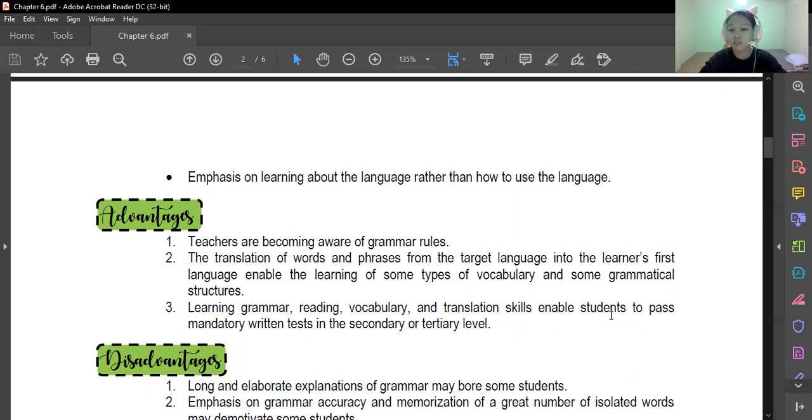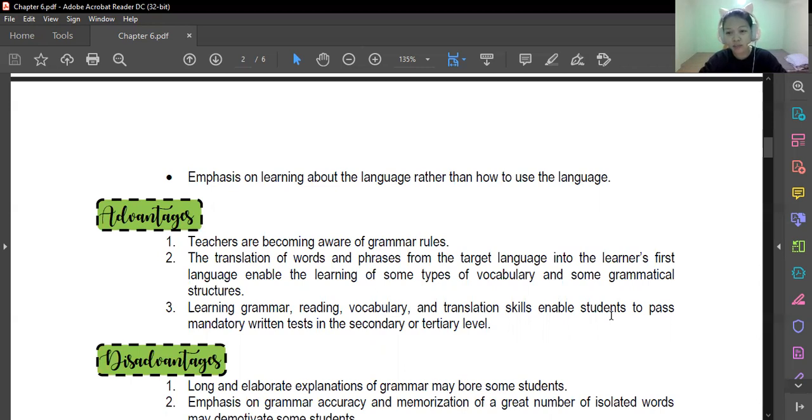Next, the translation of words and phrases from the target language into the learner's first language enables the learning of some types of vocabulary and some grammatical structures. Remember when we were differentiating language acquisition from language learning, we learned that in language acquisition, the area of the brain involved is Broca's area, and in language learning, it's Wernicke's area. We know that Broca's area is the word production center of the brain, and Wernicke's area is the word recognition center of the brain. So from that aspect, scientifically, there really is a need for you to anchor on your L1 when you teach the target language or the L2.